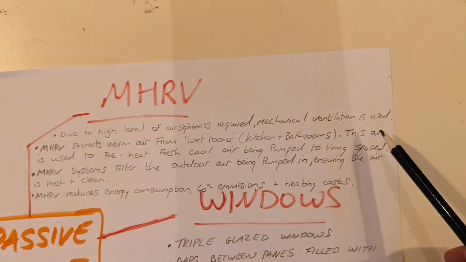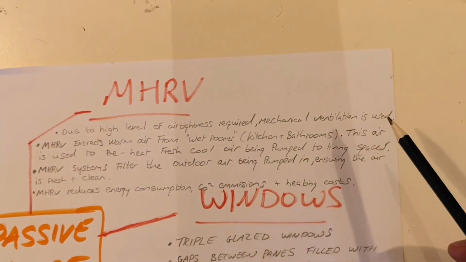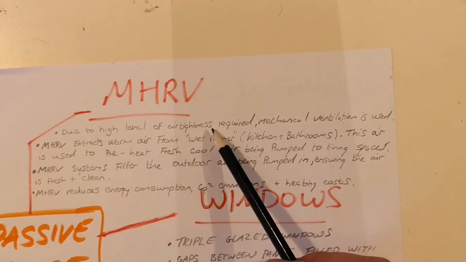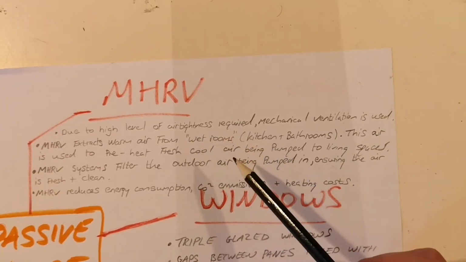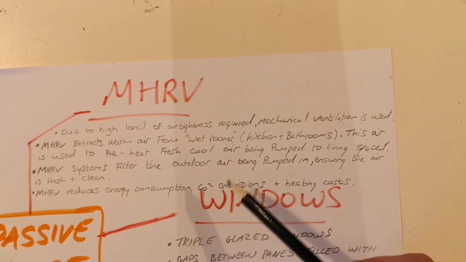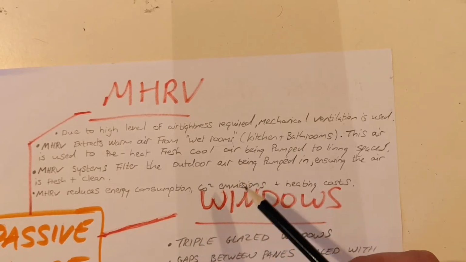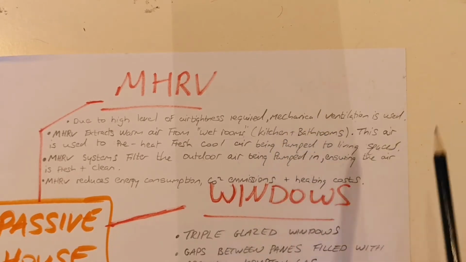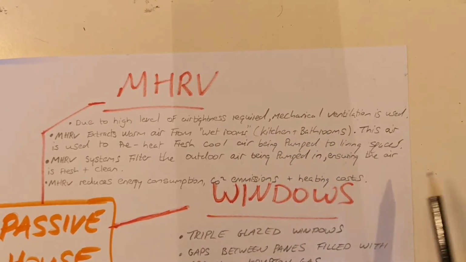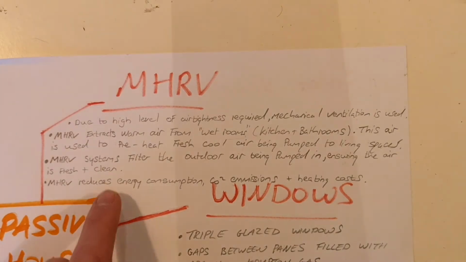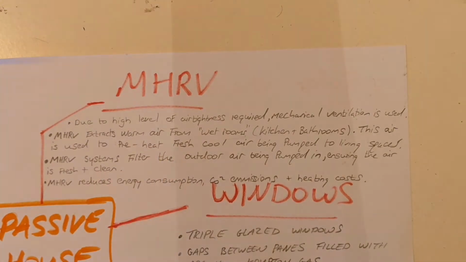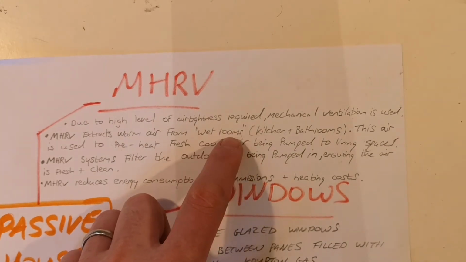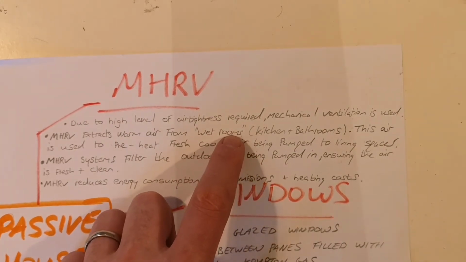So basically guys, in the passive house you have a huge level of air tightness required, therefore you're not generally opening your windows to let in air as you would in a normal house. So you need a ventilation unit running throughout the house to let fresh air circulate. What it does is extract warm air from places like the kitchen, the bathroom, the wet rooms, where the air is a bit moist and a bit warmer.